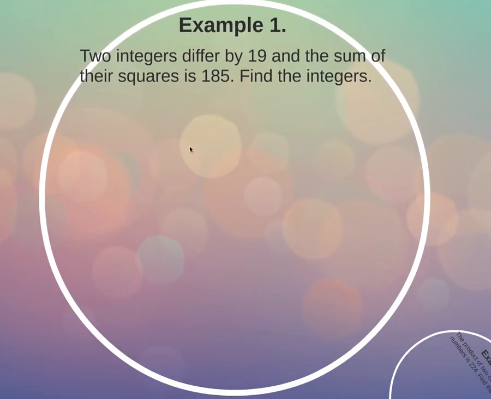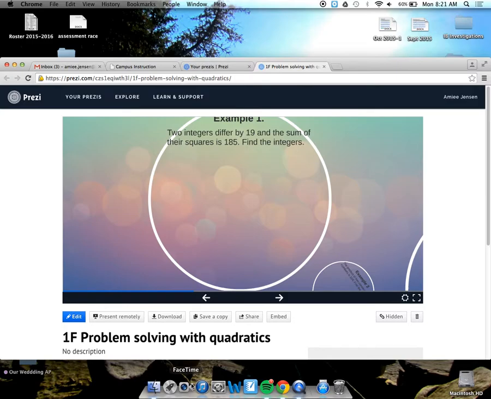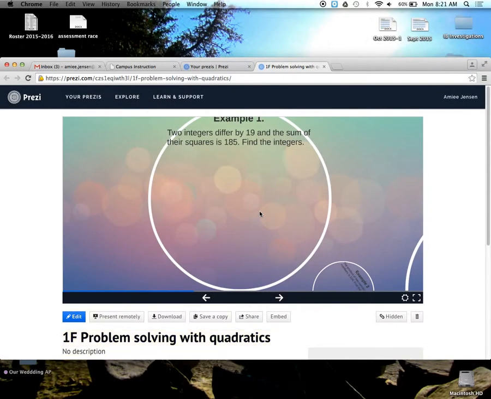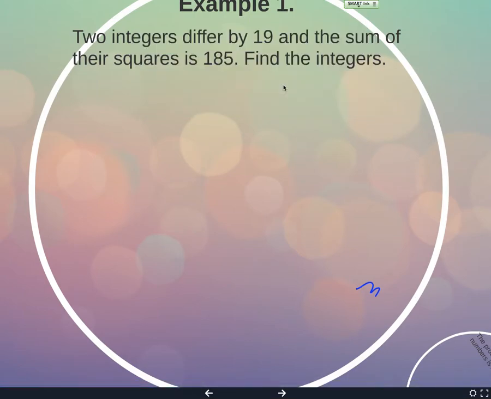Oh my goodness. My green thing is on, right? Alright, I don't know why that did that.